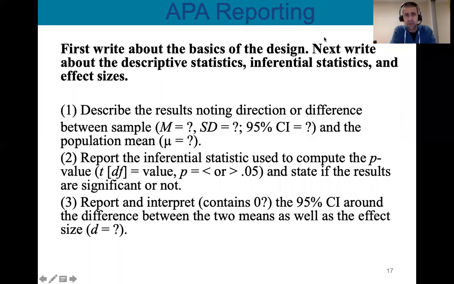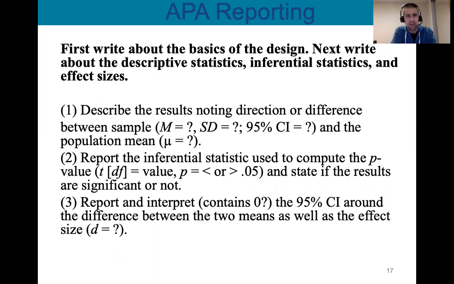So just like we did last week, we're going to write a results section about the basic design and statistics. For the first couple of weeks, we're going to just focus on the results sections, mostly because of the way that we take in information through iLearn, the point allocation. I just want to put the emphasis on the writing of descriptive statistics, inferential statistics, confidence intervals, and effect sizes.